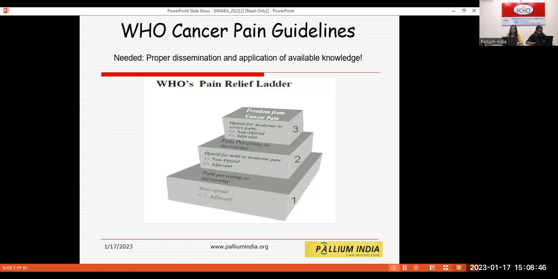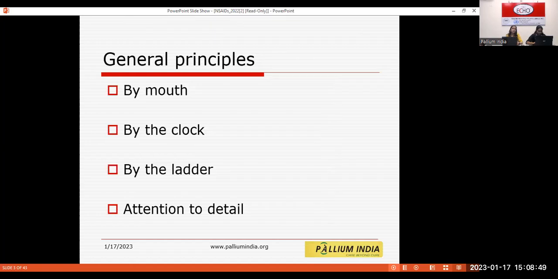Okay. So we'll go to the general principles of how to use the drugs in this ladder. There are certain principles WHO recommends when we prescribe drugs. The first principle, especially for cancer pain, it has to be by the mouth. Whichever medications you choose, it is always better to give it orally.